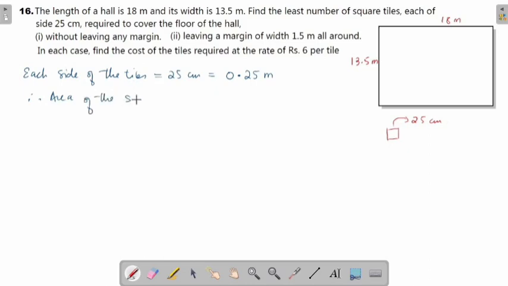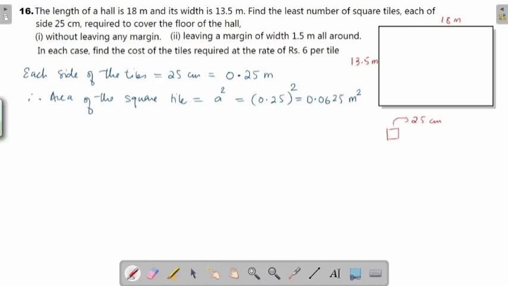Area of the square tiles. The formula is side squared, right? The side is 0.25, so its square will be equal to 0.0625 meter square. So this is the area of each tile. So let's start the main question.